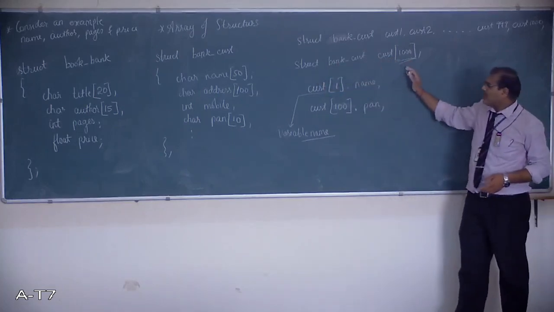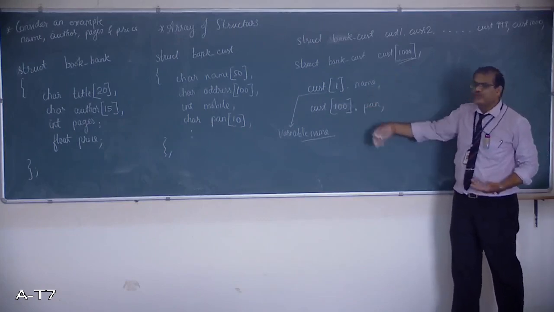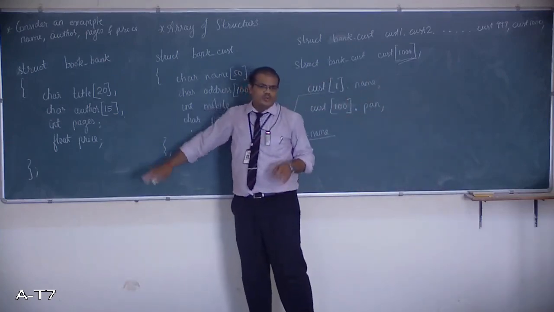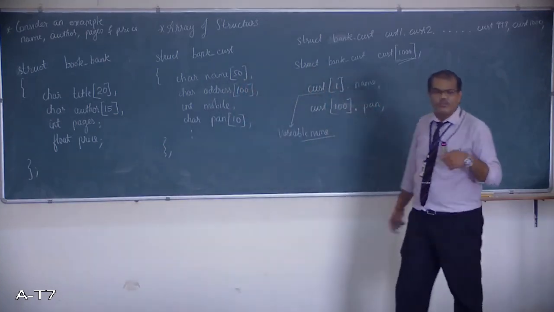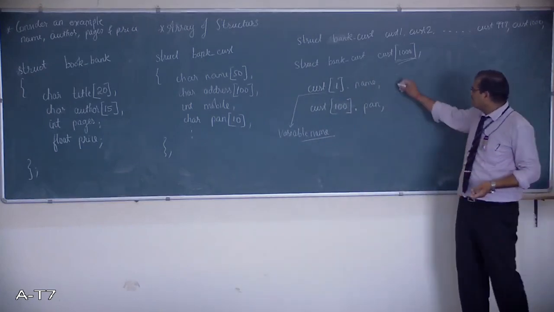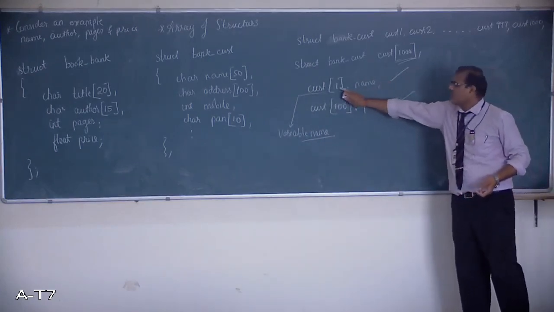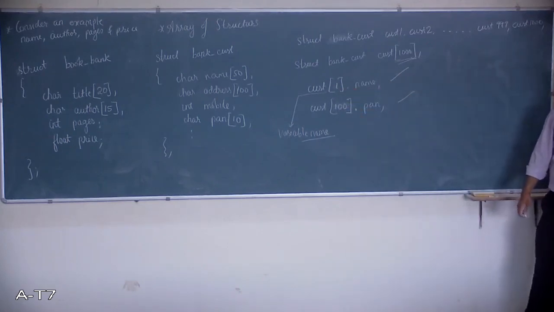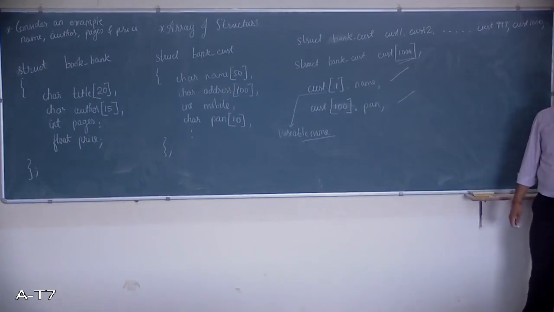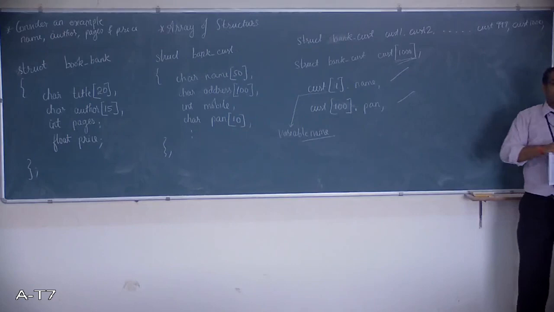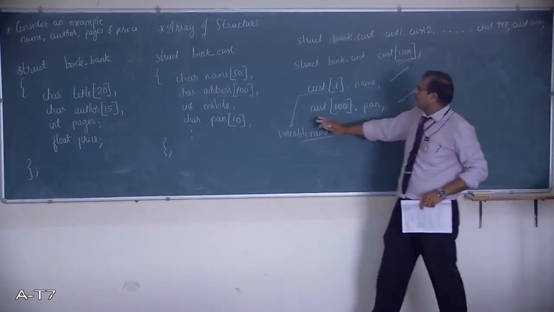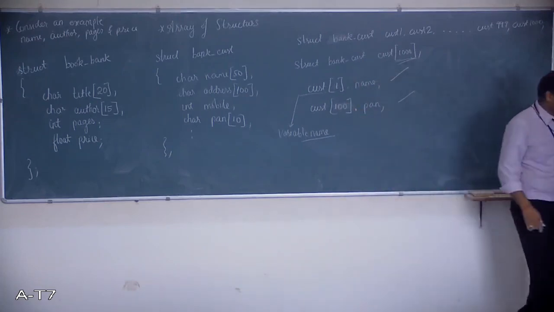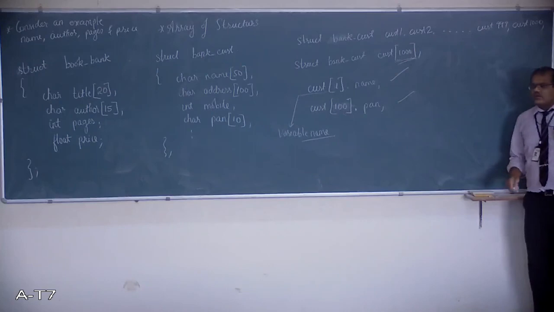Using this method I can access any member individually, as we have seen for book: book.price or book.pages, how we handled it. In the same way here we are going to access them individually with the help of these array indices. So every member can be handled individually using the array method. Okay. Thank you very much.